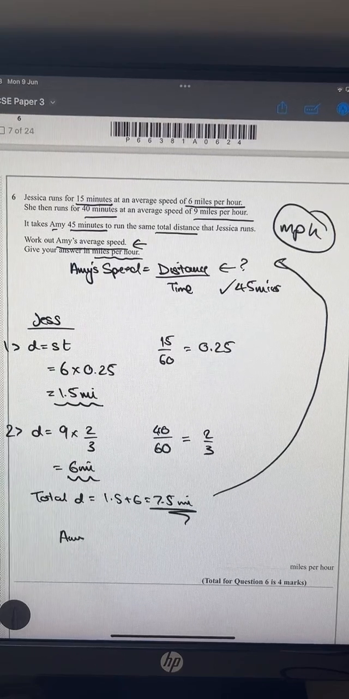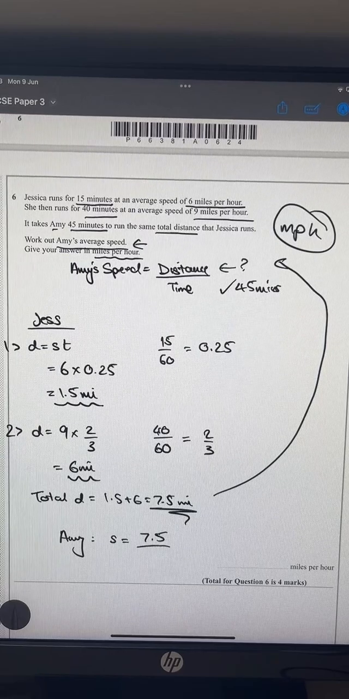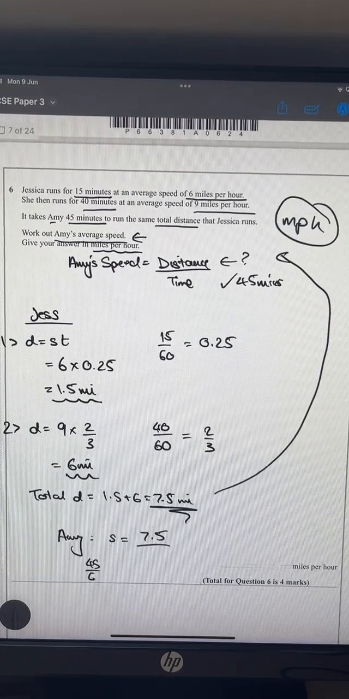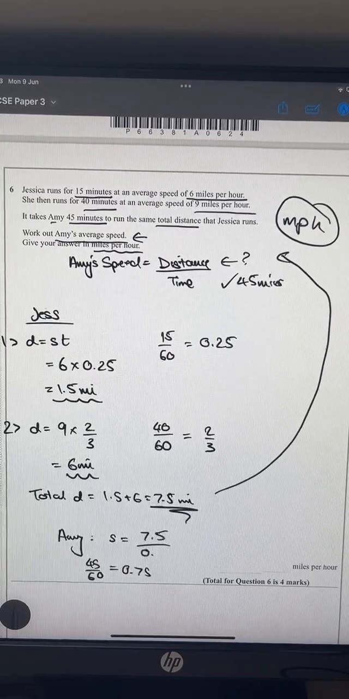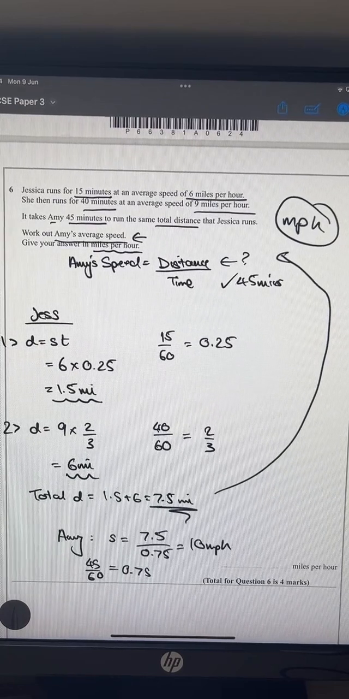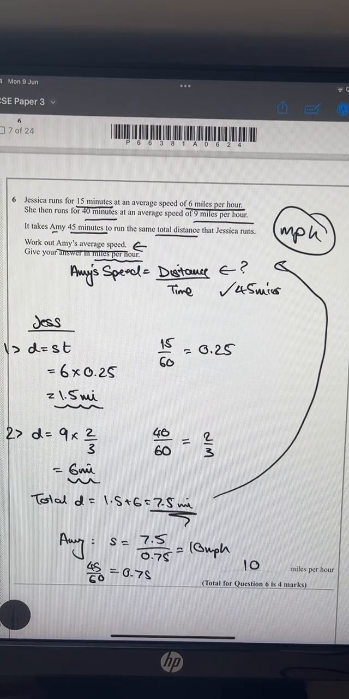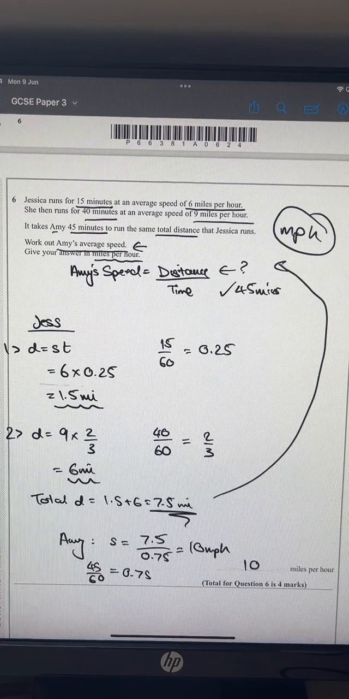So Amy's speed is equal to the distance, which is 7.5, divided by the time, 45 minutes, divided by 60. 45 over 60 is equal to 0.75. So if I just divide that through, I get 10 miles per hour. And that's all you have to do for that question. So not a bad question, just a bit of repetitive working, but if you know how to start, it all comes together. How does that question look so far?